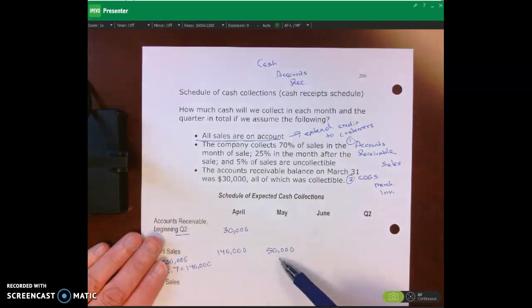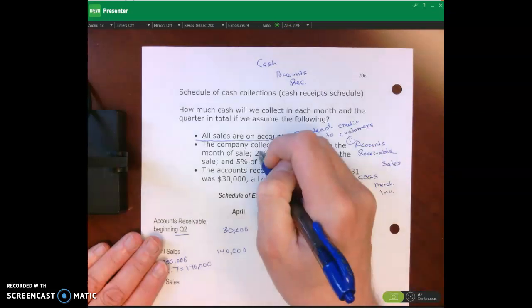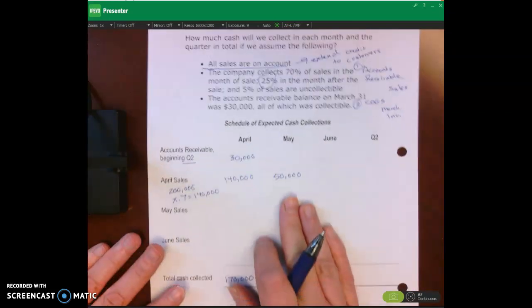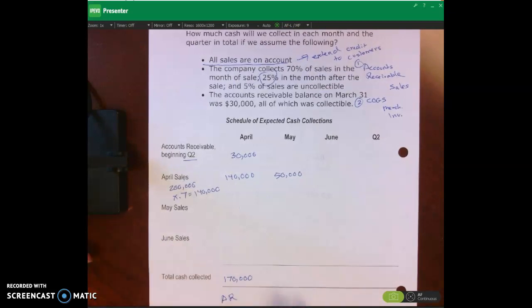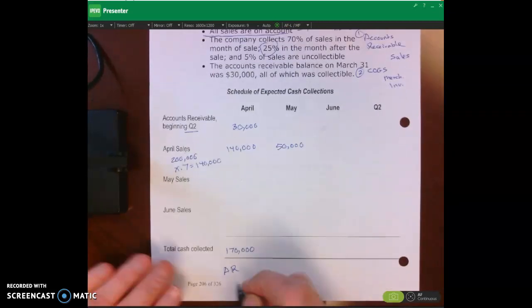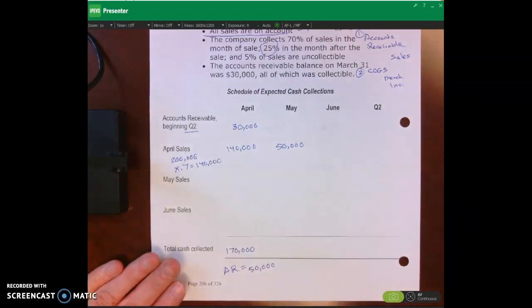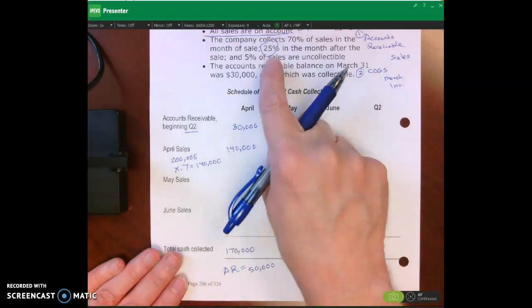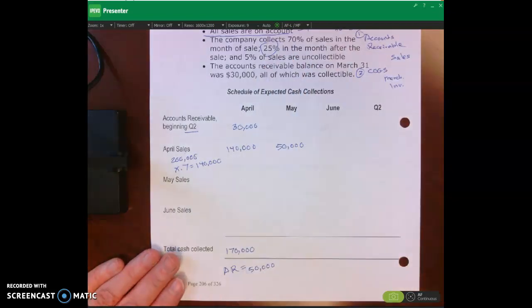How much of my sales for April have I not collected in April? Well, 5% I'm never going to get, so I can't count that. It's 25%. So my accounts receivable, abbreviated AR, at the end of April is equal to 25% of April sales, because that's what I will collect in the next month, which is equal to $50,000.